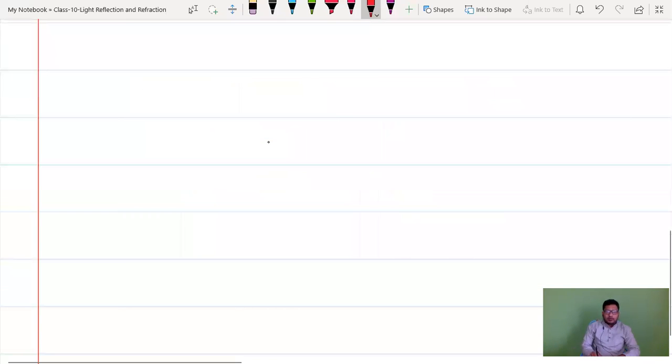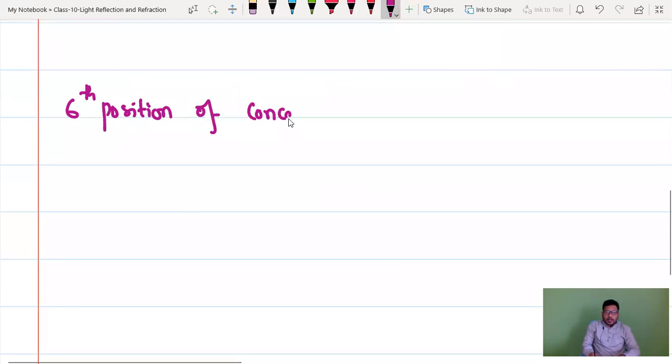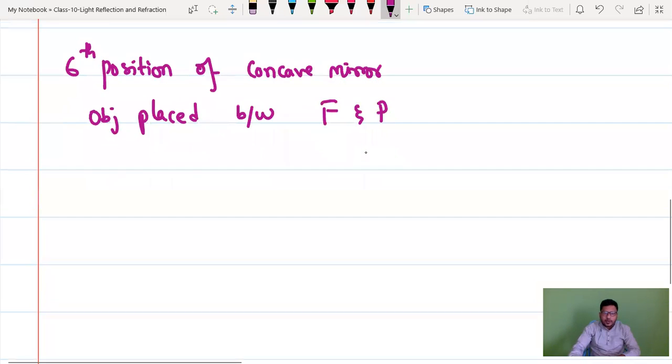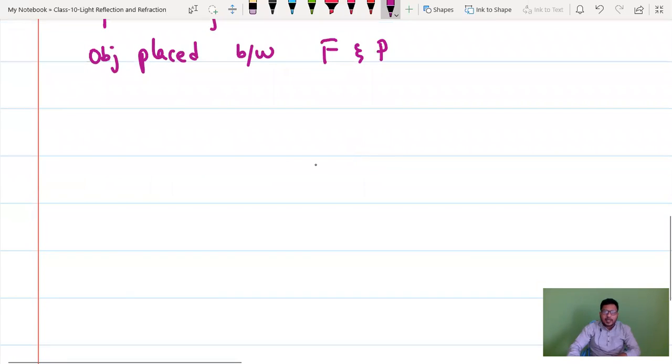So while coming to the 6th position of concave mirror, what is that 6th position? Object placed between F and P. So it is placed between focus and point P. Let us draw the diagram.